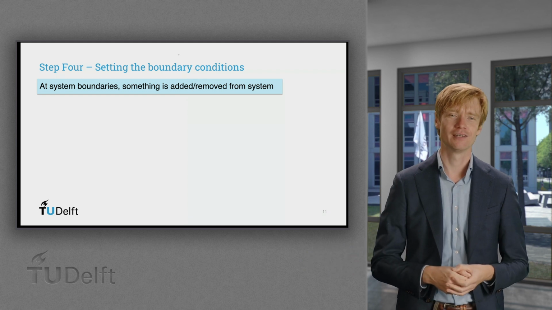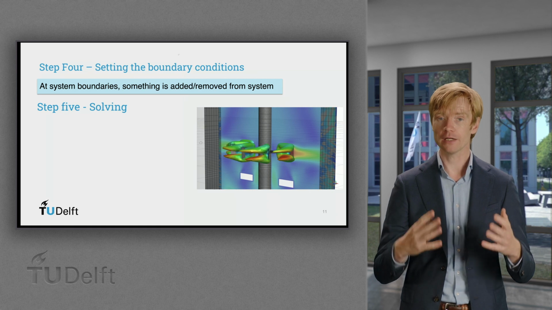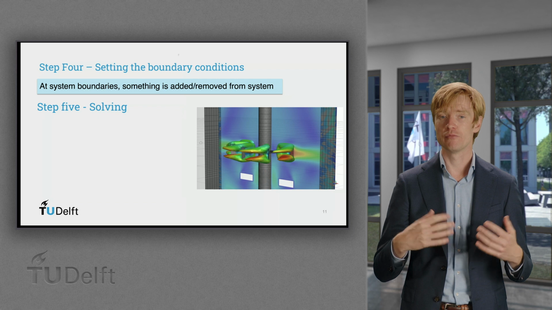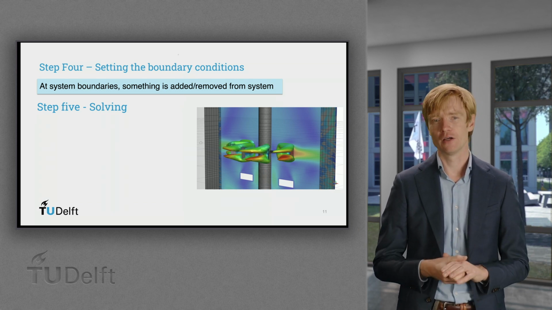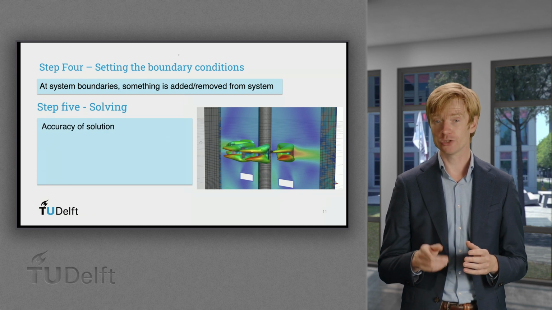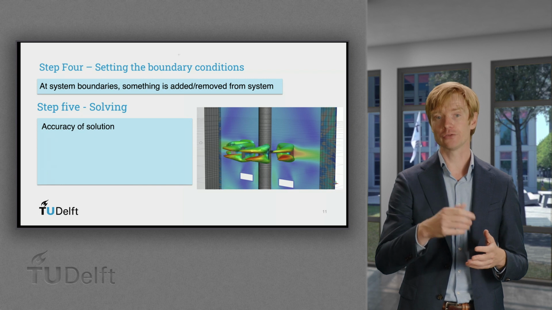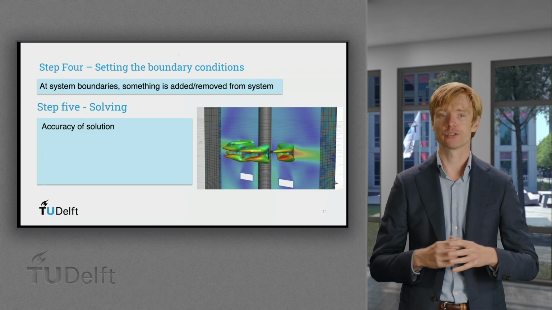need CFD. And then finally, step 5 is solving. Again, this is mathematically involved due to the problem's size. Millions of balances often, but it's all happening inside the software. What matters for us is that the solution will not be exact, but approximate. And as a user, you need to decide what is accurate enough. We call this the convergence of the solution.